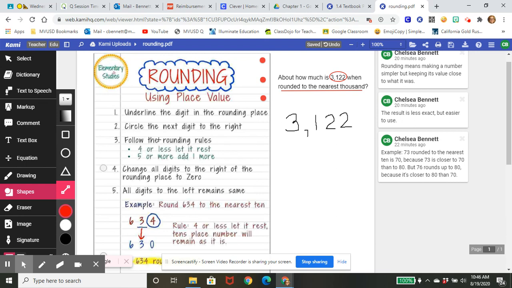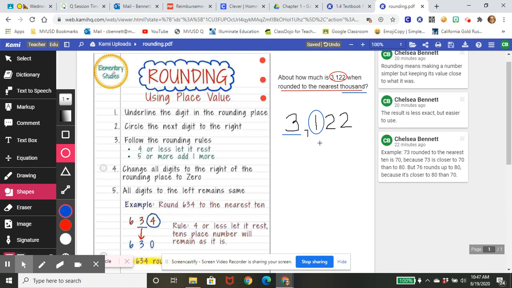Okay. So, step 1, underline the digit in the rounding place. This is the rounding place. When it says to the nearest whatever it is, that's the rounding place. My rounding place right here is the thousands place. Ones, tens, hundreds, thousands. Let me underline in the thousands place. Next it says, step 2, circle the digit to the right. So this is my rounding place, so I'm circling the digit to the right, okay?